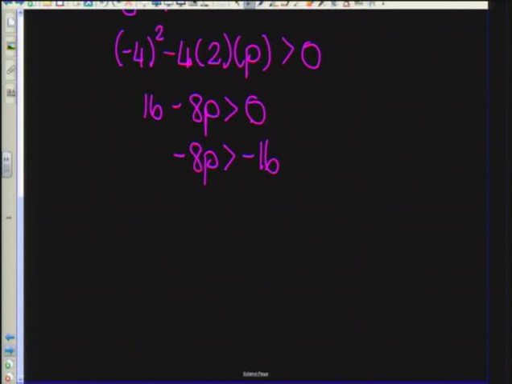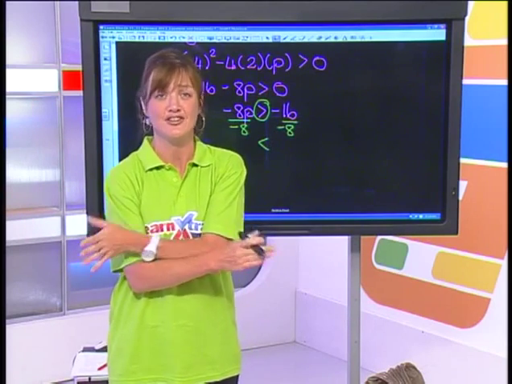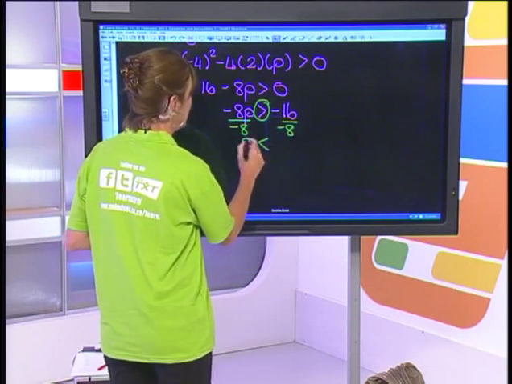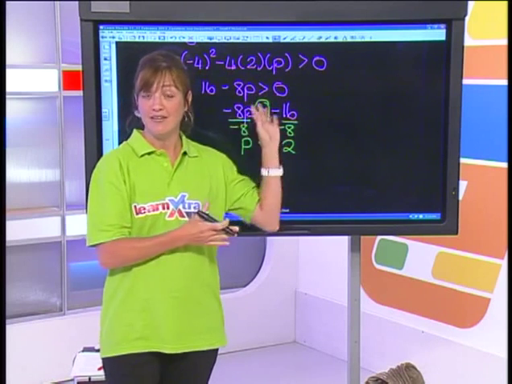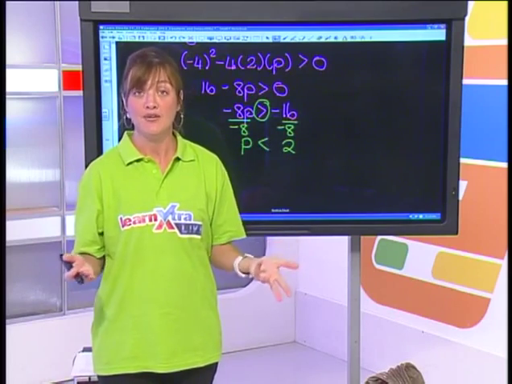And I hope you're all sitting there thinking, I'm sure everyone's going to remember this. What is our rule when we divide an inequality by a negative? The rule is that when we divide an inequality by a negative, my sign must change direction. We've taken the negative from the left to the right, so everything needs to turn around. Therefore our p is going to be, sorry, not equal to, less than 2. So what are the values for p that would make that quadratic equation have real roots?